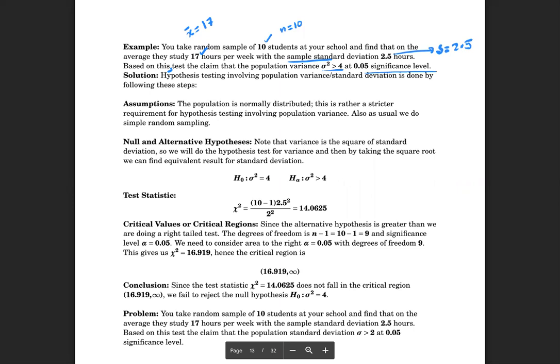All right, so you are testing that sigma square is greater than 4, which is equivalent to saying that sigma is greater than 2. Because if you take the square root of both sides, and we are dealing with positive numbers here, the square root of both sides would yield sigma being greater than 2.